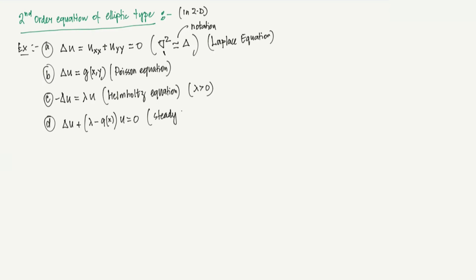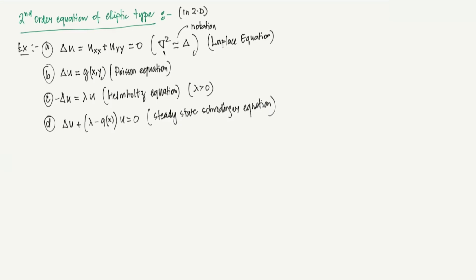Steady state Schrodinger equation. A very important equation in terms of physics. So these are essentially some equations which are of elliptic type, and of course we want to study these equations. That's the general idea.